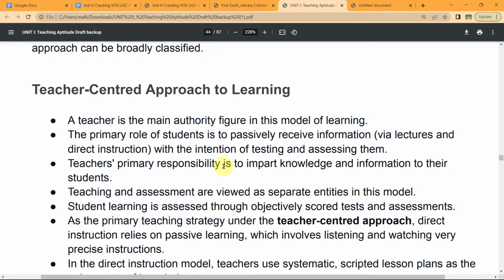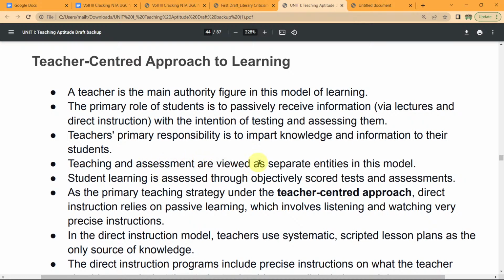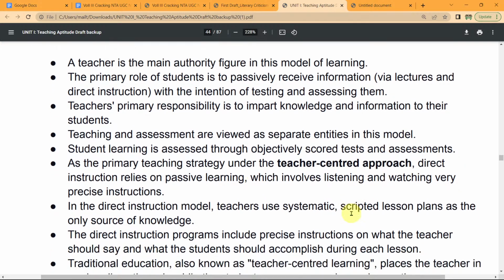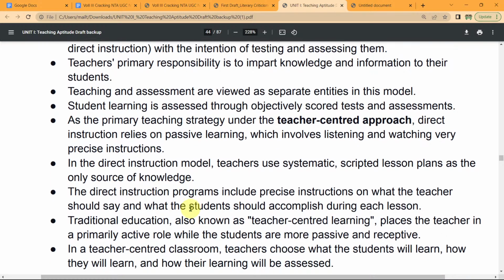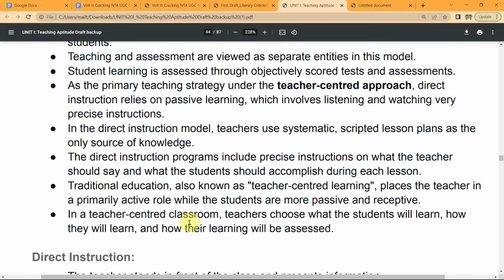The teacher's primary responsibility here is to impart knowledge and information to their students. Teaching and assessment are viewed as separate entities in this model. So again, the teacher plays the primary role in the teacher centered approach. That is one point. The second point is that teachers use systematic, scripted lesson plans as the only source of knowledge. Got it?